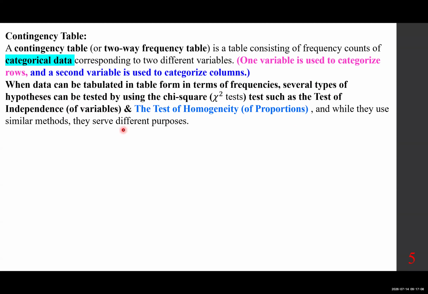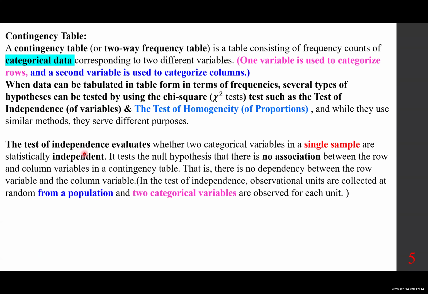While they use similar methods, they serve different purposes. The test of independence evaluates whether two categorical variables in a single sample are statistically independent. It tests the null hypothesis that there is no association between the row and column variable in a contingency table. That is, there is no dependency between the row variable and column variable. In the test of independence, observational units are collected at random from a population, and two categorical variables are observed for each unit.